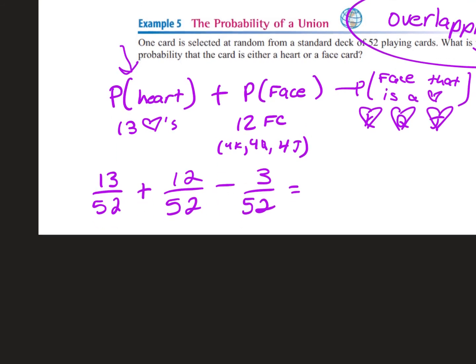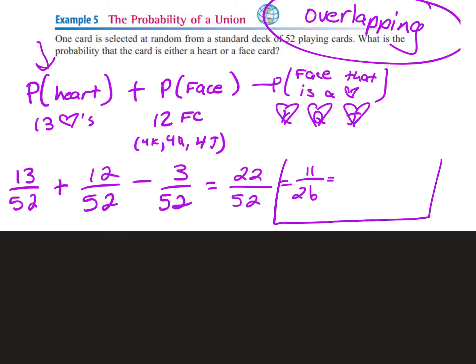So we work this out, guys. What's 13 plus 12 minus 3? 22 out of 52. Simplify that fraction, please. Divide by 2, guys. 11 out of 26. All right, if I was going to change that into a decimal, what would it be? Do it in your calculator. I'm just going to show you all three. What's 11 divided by 26? 0.42.